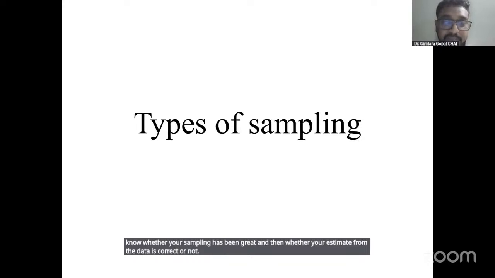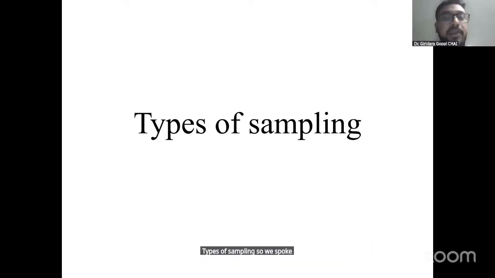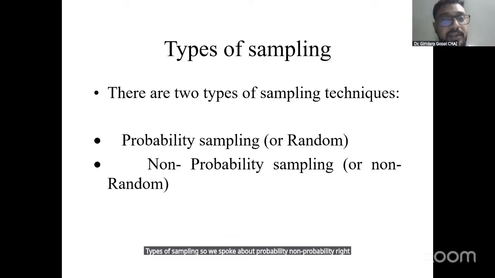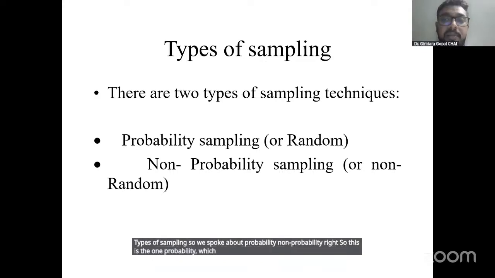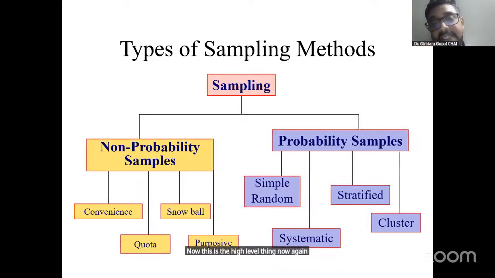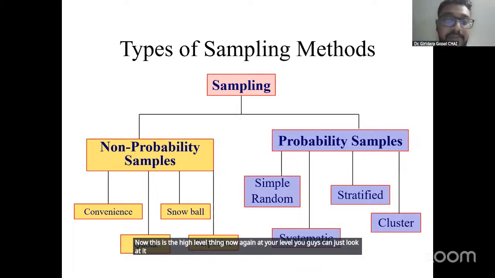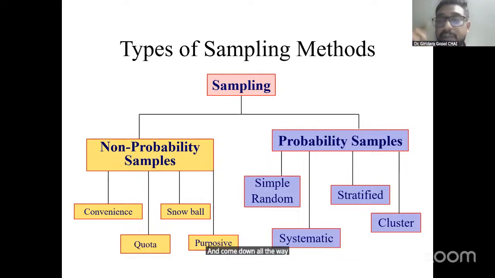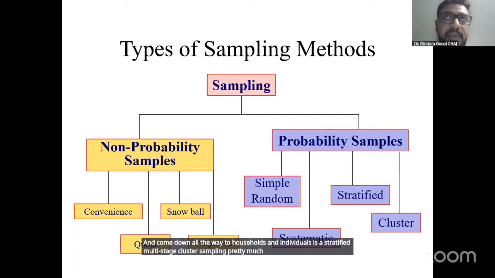Types of sampling. We spoke about probability and non-probability. Probability is random, non-probability is non-random. This is the high-level view. At your level, you can just look at it this way: probability sampling includes simple random, systematic, stratified, and cluster. The example I gave in the NMHS, the National Mental Health Survey, wherein you start from a very high level and come down all the way to households and individuals, is a stratified multi-stage cluster sampling, pretty much used in National Family Health Surveys, state-level surveys, etc.